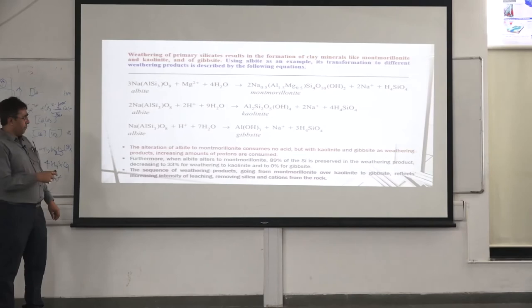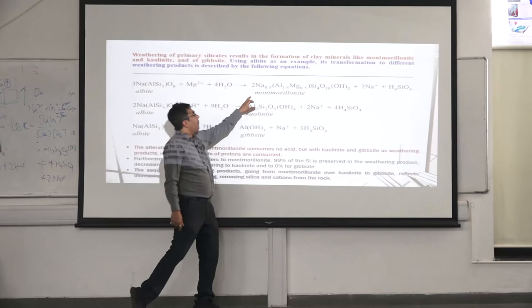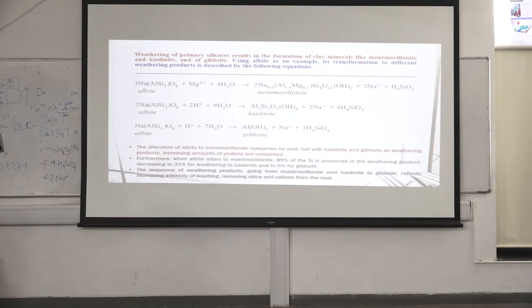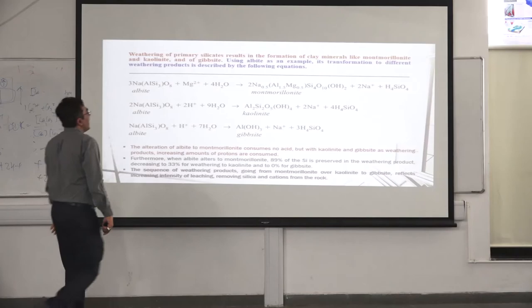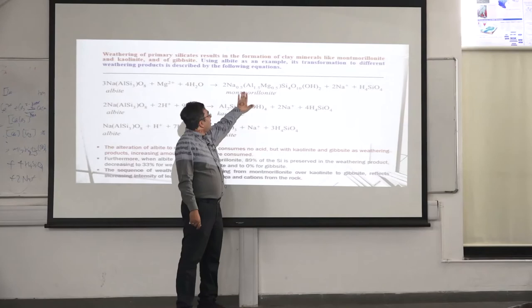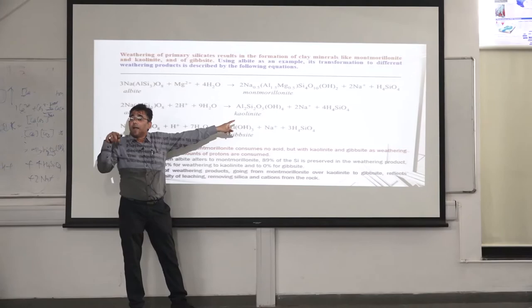I hate this name because I like everything that starts with M because my name starts with M, but except this rock. In Assamese, maybe we will call it Morillo. So this is montmorillonite, and you can see the equation is 0.5, 1.5, and like that.